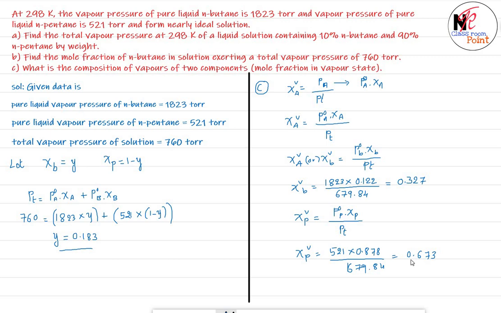Or else we can also calculate it from 1 minus this value. Because the sum of the mole fractions always equals 1, if from 1 you deduct this value, you will directly get this value. So this is the answer of this question. The 3 sub questions are clarified.